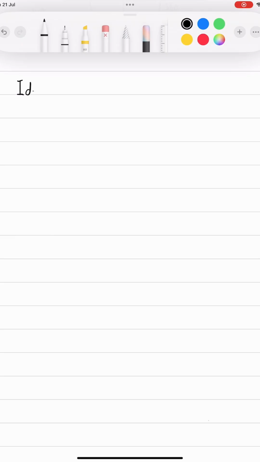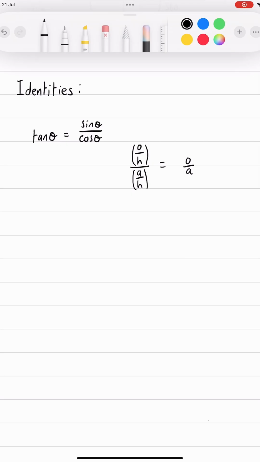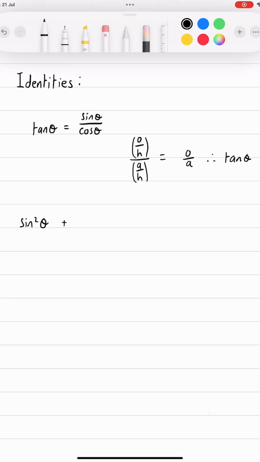Now let's have a look at some identities. The first one is tan equals sine over cos. This can be easily proven just by what we showed in the last video. The next is a big one. Sine squared plus cos squared equals 1. By rearranging these, we can get one of these in terms of the other.